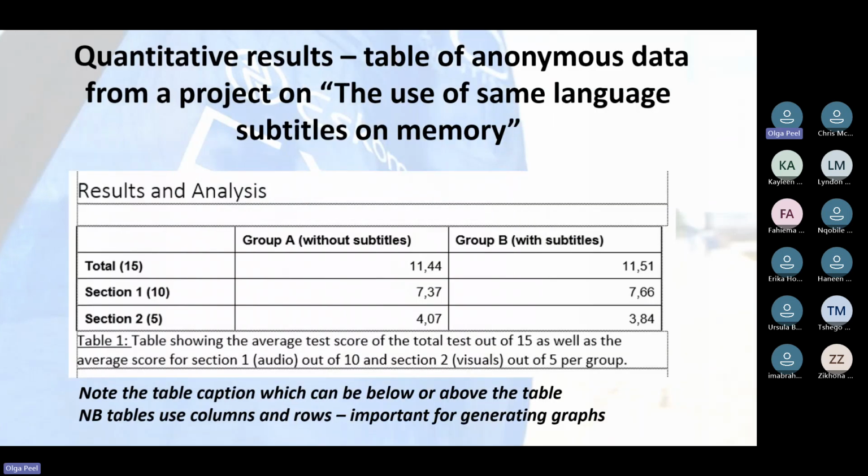Now, let's look at quantitative results. So I'm using some information from an old social science project, the use of same language subtitles and the effect on memory. So here's one of the tables that the girls did. You can see grid lines, in other words, columns and rows. Okay, you can also see the caption came below the table, but it could go above the table. Doesn't matter which one as long as it's there.